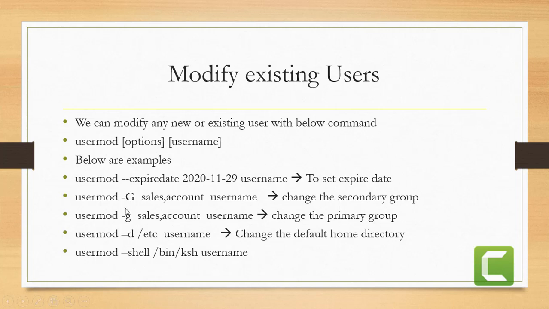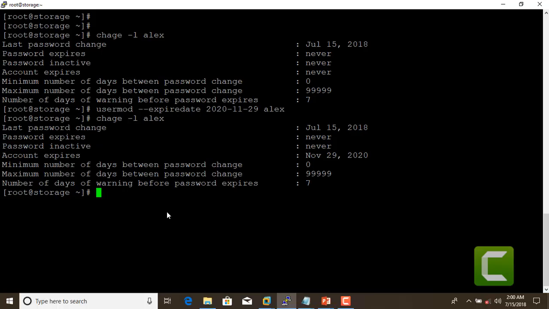And the second is usermod -G and the group names, these are sales and the account, two groups actually. You can set one group also; it's not necessary to put two group names. Then the username. This changes the secondary group of a user. Whereas usermod -g, small g, is used to change the primary group. How can we see this? Okay, now let's go to Alex.